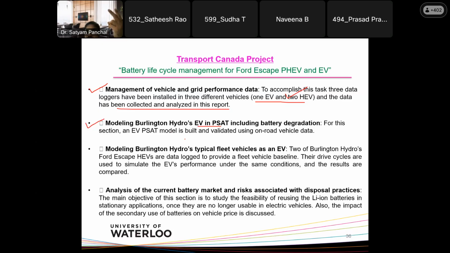For this, a model was built and validated. The third one is the fleet vehicle as well as the EV comparison. So two Ford Escape hybrid electric vehicles are compared with this electric vehicle's performance under the same conditions, and comparison of those results basically. And the fourth part is the analysis of the current battery market and risk associated with the disposable part.